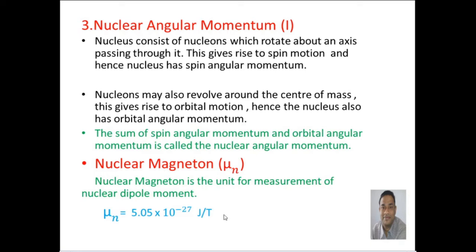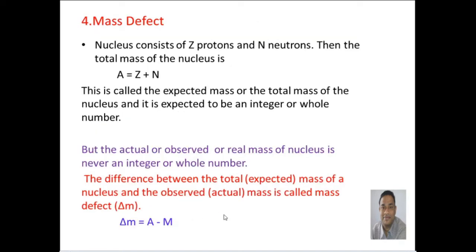So the nucleus has nuclear angular momentum, which is denoted by capital I, and it is the sum of spin angular momentum and orbital angular momentum. The nuclear magneton, μn, is the unit for measurement of the nuclear dipole moment, and it has the value μn = 5.05 × 10^-27 joule per Tesla.